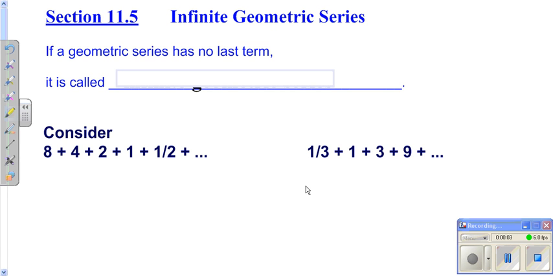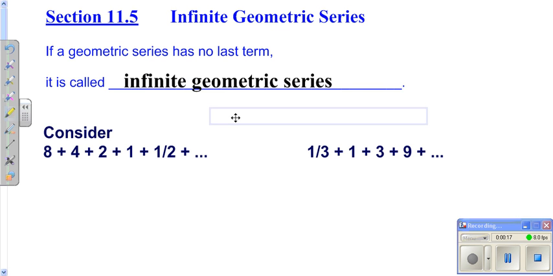Today we're going to look at an infinite geometric series. It's a geometric series like we were just looking at, but it's infinite, meaning it goes on forever and ever. An infinite geometric series has no last term. However, some infinite geometric series still have a sum even though they go on and are listed forever. Others do not.